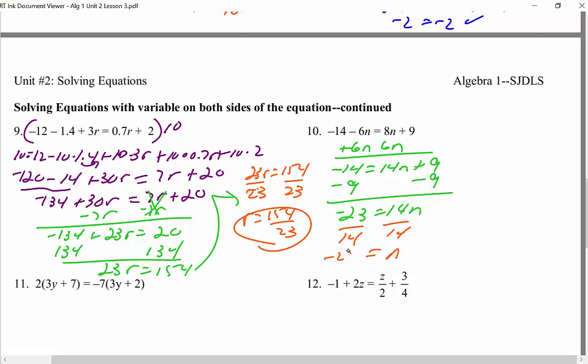So n equals negative 23 fourteenths. And that's the answer.